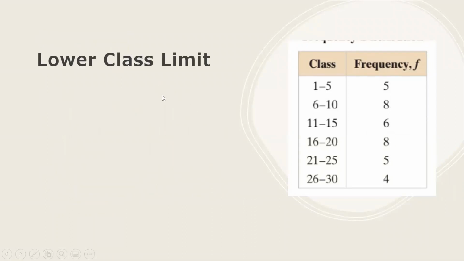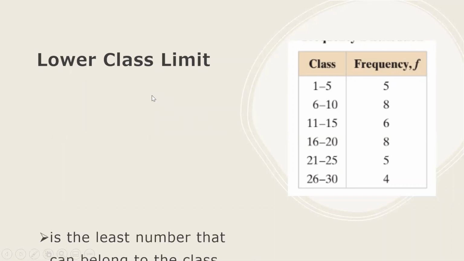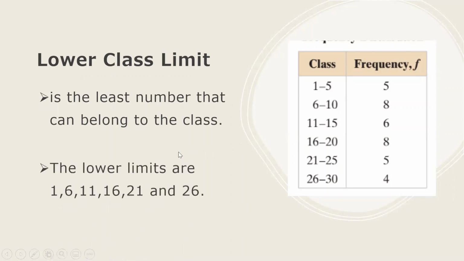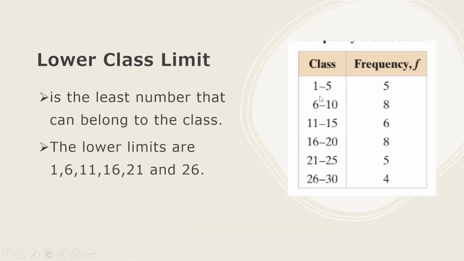Next, we have what we call the lower class limit. The lower class limit is the least number that can belong to the class. So in the given frequency distribution at the right, the lower class limits are 1, 6, 11, 16, 21, and 26.